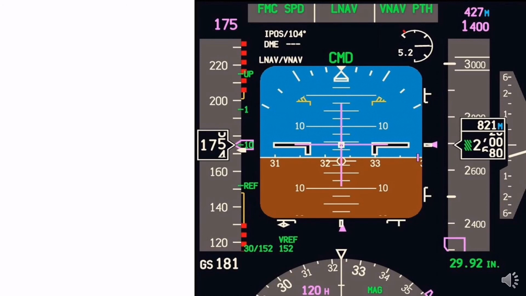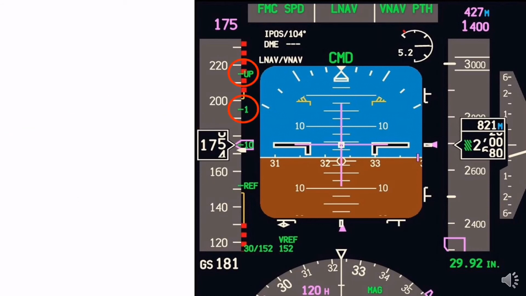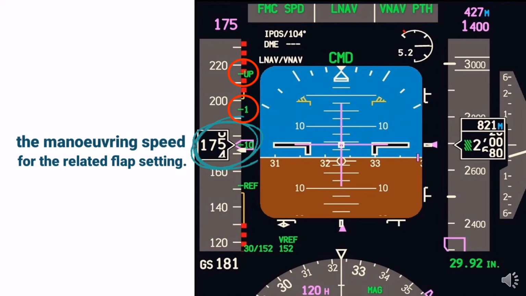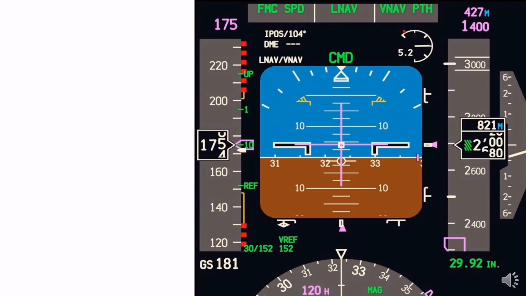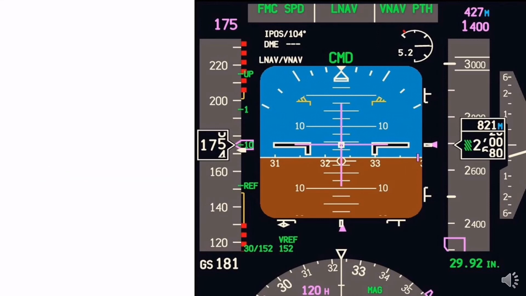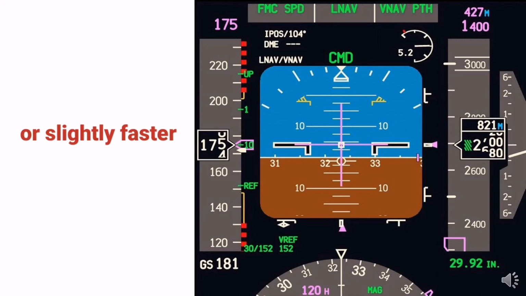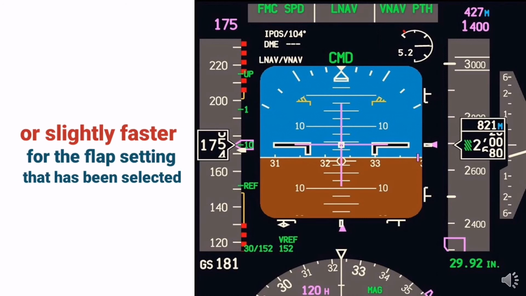This picture shows the primary flight display. The airspeed indicator is on the left-hand side. The green numbers here show the manoeuvring speed for the related flap setting. So in this example, flap 10 manoeuvring speed is 175 knots. Pilots will normally fly at the manoeuvring speed or slightly faster for the flap setting that has been selected.